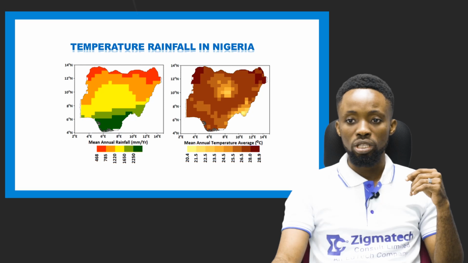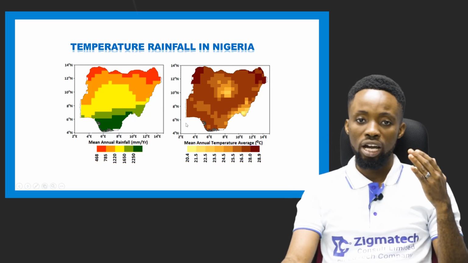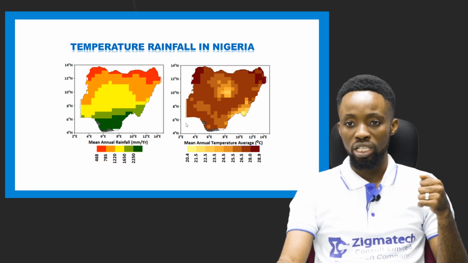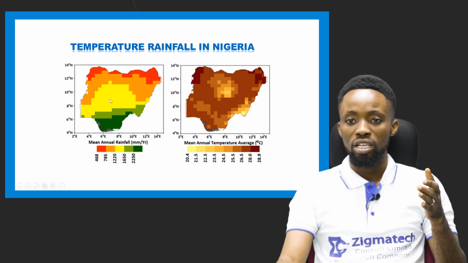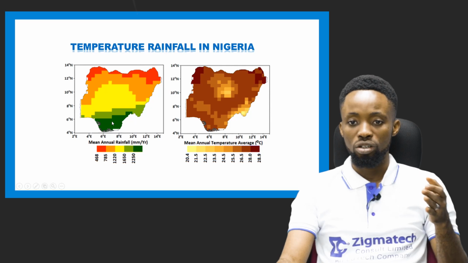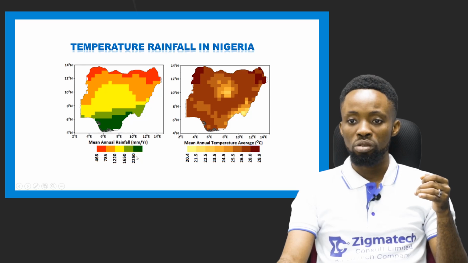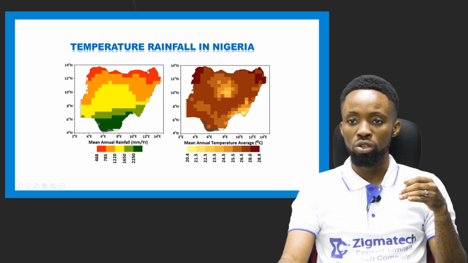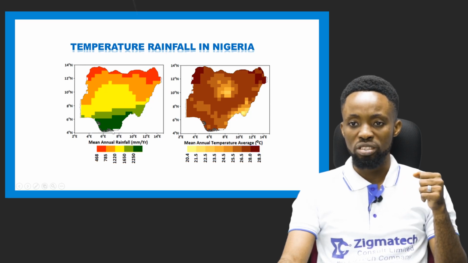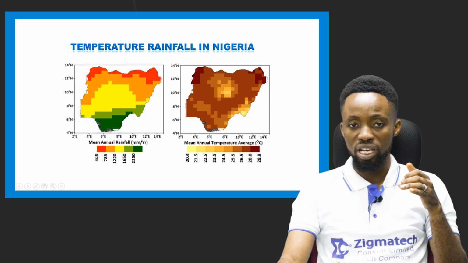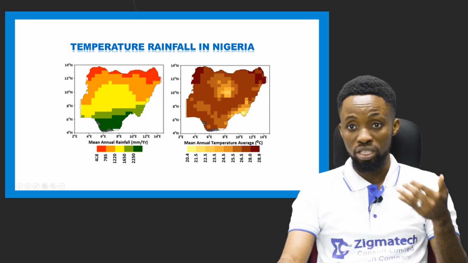So this illustration shows the annual rainfall and also the annual temperature that is common in Nigeria. If you look at the left side of the screen, you see that the mean annual rainfall diminishes as you project from the northern part of Nigeria down to the southern part of Nigeria. Here we have rainfall falling from over 3,000 millimeters down to 468 millimeters. That's annually.